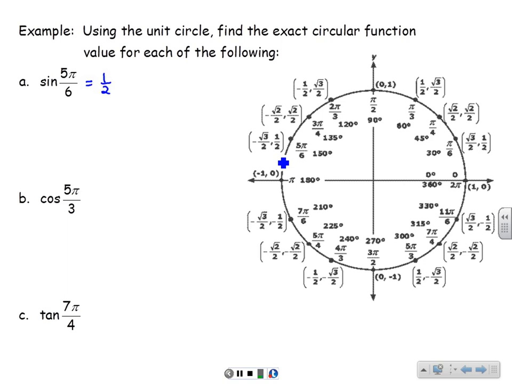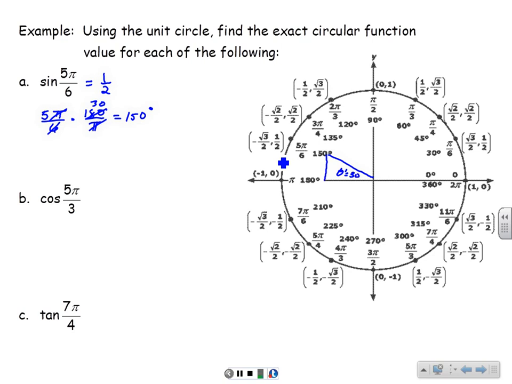Now, what if we don't have the unit circle to fall back on? Well, again, we can do multiple things. We can change 5 pi over 6 to degrees, so you multiply by 180 over pi. And so pi cancels out. And of course 6 will go into 180 30 times, and so we have 5 times 30 is 150 degrees. Well, we also know that 150 degrees has a reference angle of 30 degrees, and so that takes us right back to our 30, 60, 90.